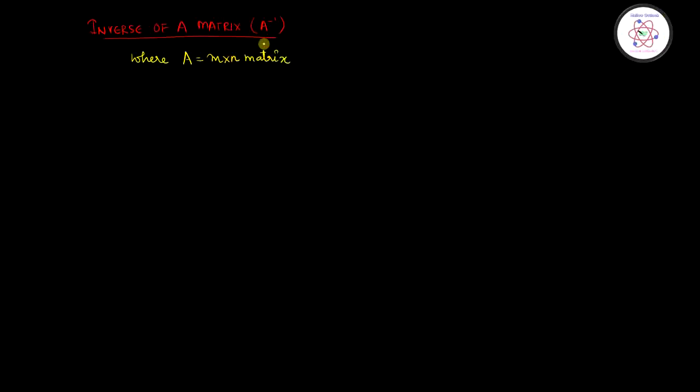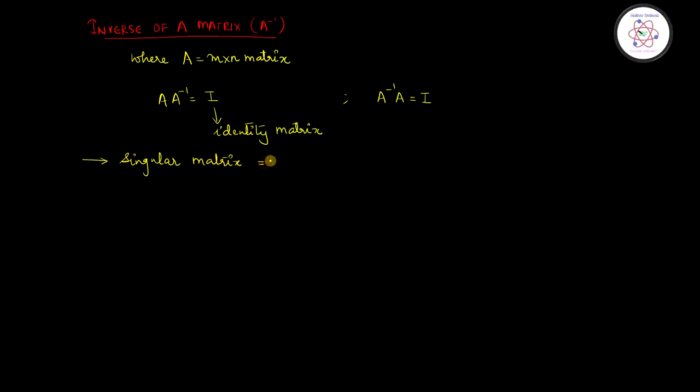We say an inverse exists if A into A inverse is equal to I, which corresponds to the identity matrix. Or we can also write this as A inverse A is equal to I. So a matrix will be called a singular matrix if it is not invertible, and it will be termed a non-singular matrix if it is invertible.